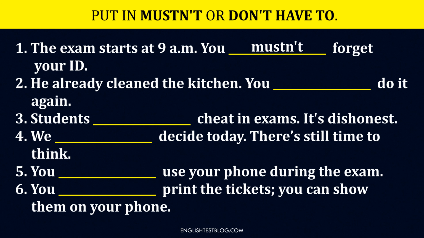Sentence 2. Answer: you don't have to do it again. Don't have to is used because cleaning the kitchen again is not necessary. The kitchen is already clean, so there's no obligation to do it. Don't have to indicates that the action is optional and not required.